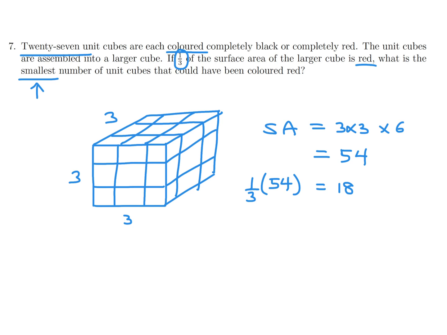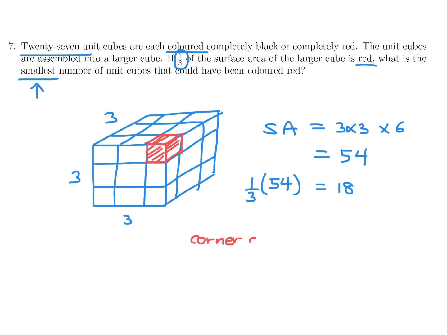Okay, the smallest way would be to have each cube maximize the surface area. So, for example, if I chose a corner, let me just draw that in. So this is a corner cube, right? And let's say that were to be colored red. That corner cube gives 3 units.